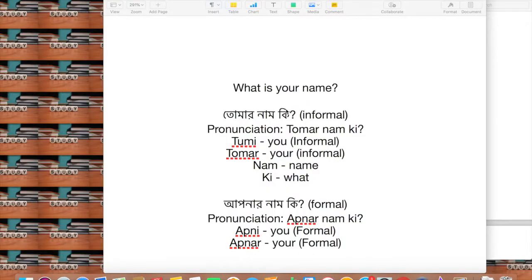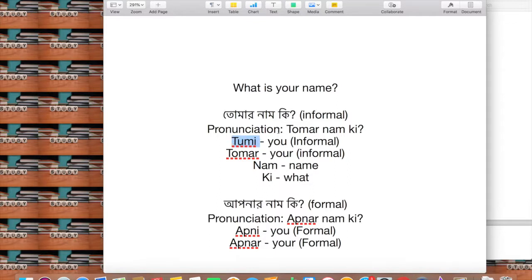So here we go. What is your name? In Bangla, we have to say Tomar Naam Ki. Okay, that's what we say. Tomar Naam Ki, and this is the informal version. Tomar is your, the informal your, Naam is name, and Ki is what. Simple as that. And remember that tumi is you. That's just the informal you.